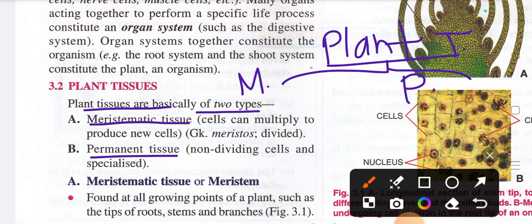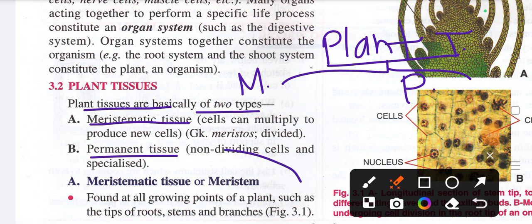Meristematic means cells which can lead to growth. If cells are responsible for growth, of course they are living cells. If they are living, then definitely they will divide, right? So meristematic tissue means the growing or dividing tissue. Cells can multiply to produce new cells. And permanent tissue means the tissue which cannot divide, non-dividing cells, in which the cells of the tissue do not divide.